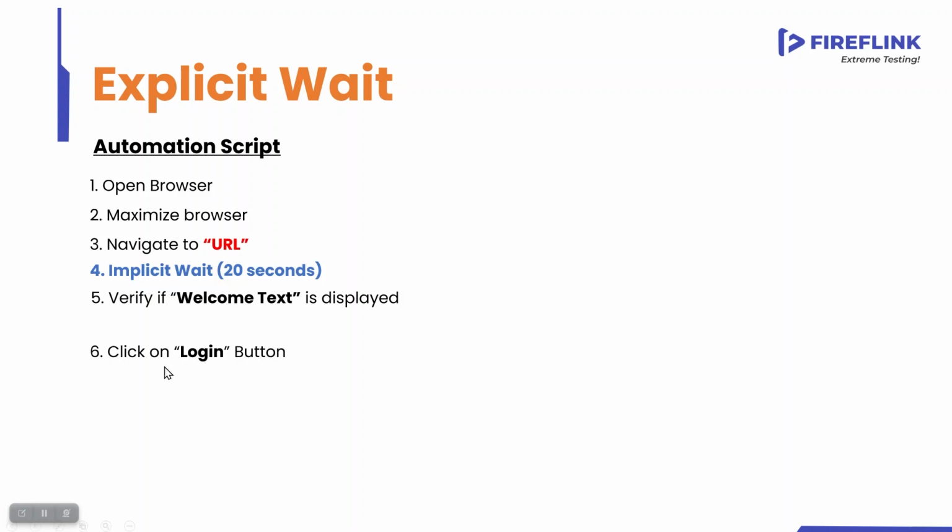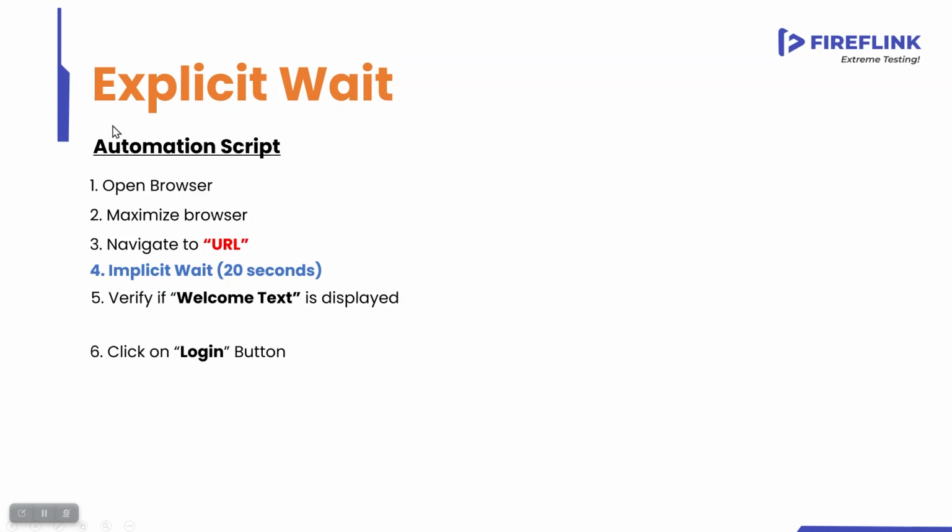Why? Because the button is loaded, but the functionality of the button is not loaded. So the button is loaded and visible in the UI, but when I click on it, it is not taking the click action. So now I have to wait for the functionality of this login button, right? I want this login button to be clickable. So how do I tell this automation script? Wait until the element is clickable.